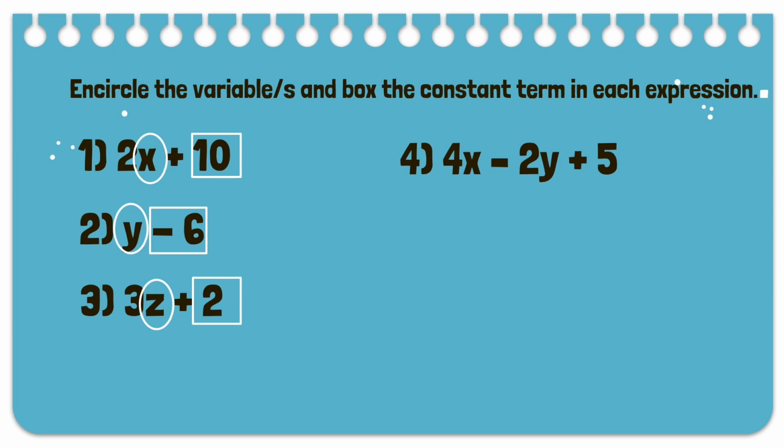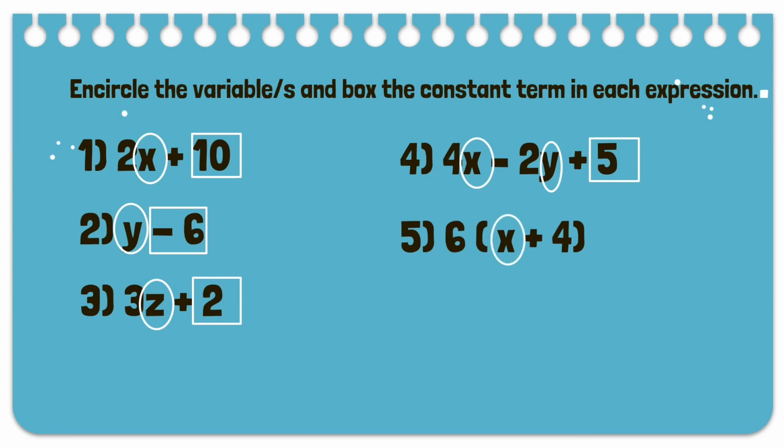Next, number 4, 4x minus 2y plus 5. So, from this expression, dalawa ang ating bibilugang variable, yung x and yung y. Then, yung constant ay 5. Next, number 5, 6 times x plus 4. So, ang ating variable is x, then yung constant natin dito ay 6 and 4. Bakit 6 and 4? Kasi, kapag ating i-evaluate to, kailangan muna nating makuha ang product ng 6 and 4 para makuha natin yung pinaka-constant niya. So, 6 times 4 is 24. So, kaya 6 and 4 yung ating kinuhang constant.